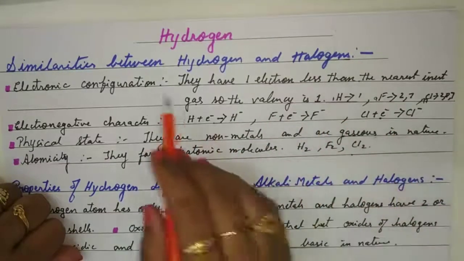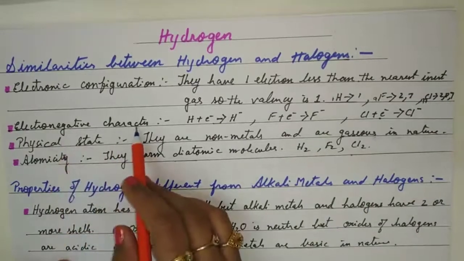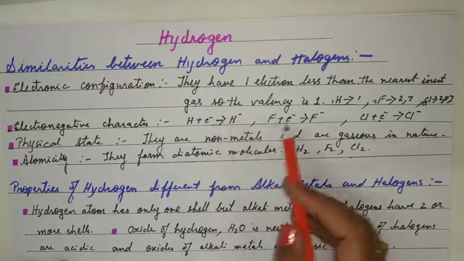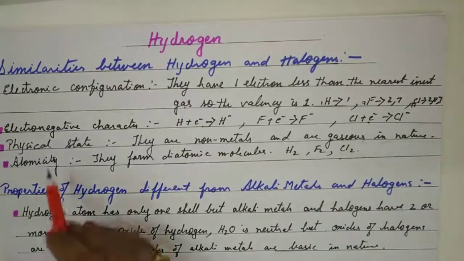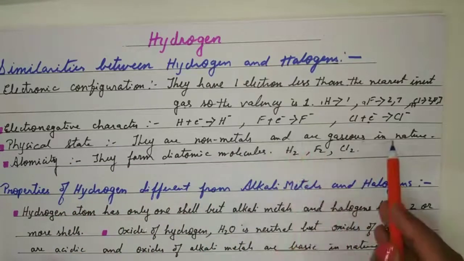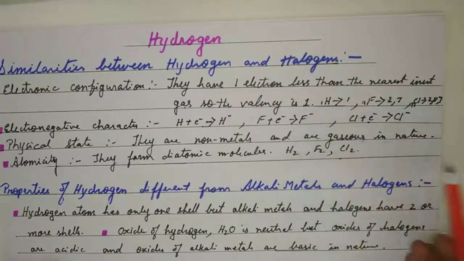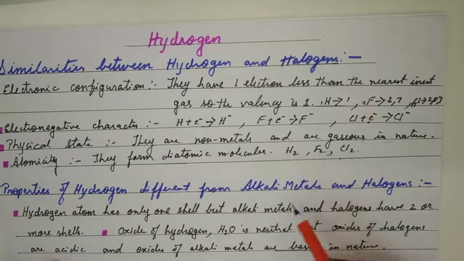Similar property. And they are non-metals, we know it. Electronegative character. So hydrogen can accept 1, become H minus. So does fluorine and chlorine. Physical state, they are non-metals and they are gaseous in nature. Chlorine is gas, fluorine is gas, hydrogen is also gas. Atomicity, they are all diatomic, H2, F2 and Cl2.